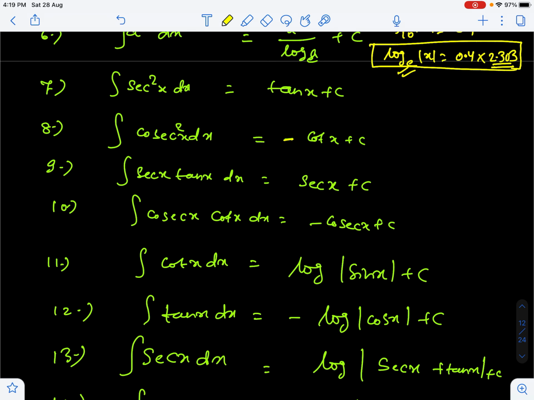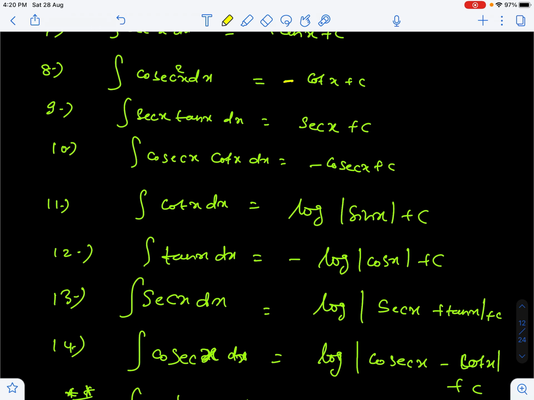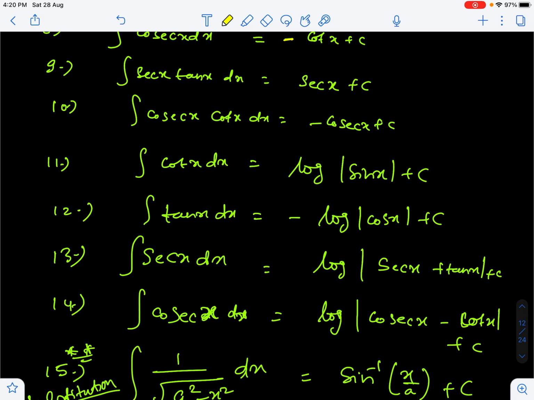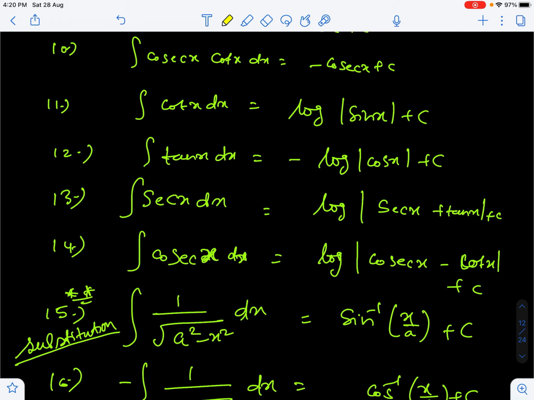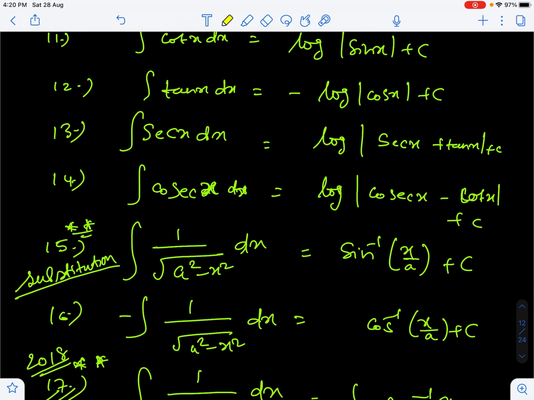Integration of cot x is log of sin x plus some constant. Integration of tan x is equal to minus log mod of cos x plus some constant. Integration of sec x is log of sec x plus tan x mod. Integration of cosec x is equal to log of cosec x minus cot x mod. All these formulas you can derive from substitution. I'll take in some of the questions.